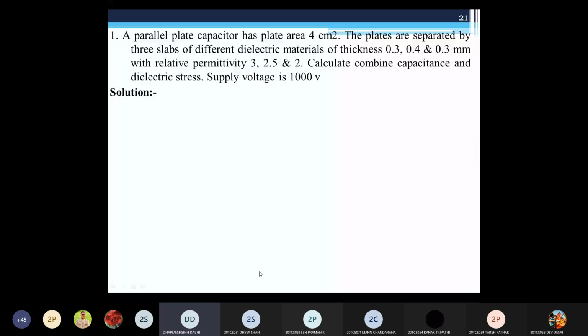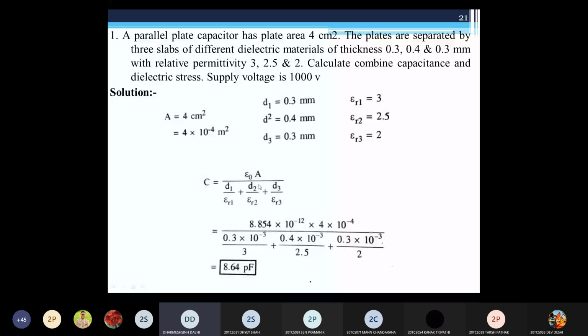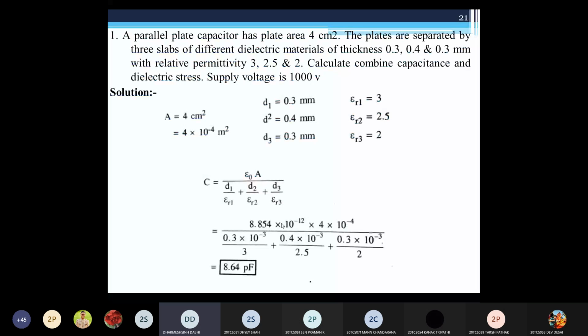Then we calculated the first example on the same theory, composite dielectric material, with three dielectric materials. We derived the answer using the same equation, epsilon 0 A divided by D1 upon epsilon R1 plus D2 upon epsilon R2 plus D3 upon epsilon R3. I think all of you understand this example, how to calculate capacitance. In this example, we calculate the capacitance as well as dielectric stress. Dielectric stress means electric field strength, E. Here we have three dielectric media, so we get three field strengths, E1, E2, and E3.